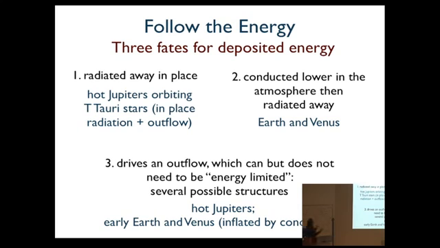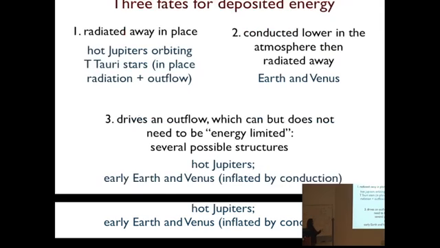But here's the way I suggest that we think about this. We need to follow the energy. So we're depositing this energy in the thermosphere. And what can happen to it? It can be radiated away in place. That can happen for hot Jupiters orbiting T Tauri stars. You'll have a lot of it going out in either metal line cooling or Lyman alpha, plus an outflow. It can be conducted lower in the atmosphere, then radiated away, as for Earth and Venus.